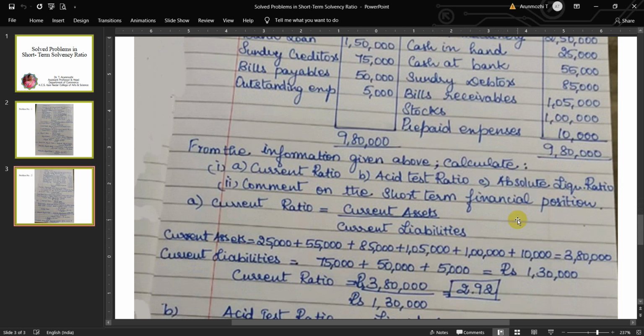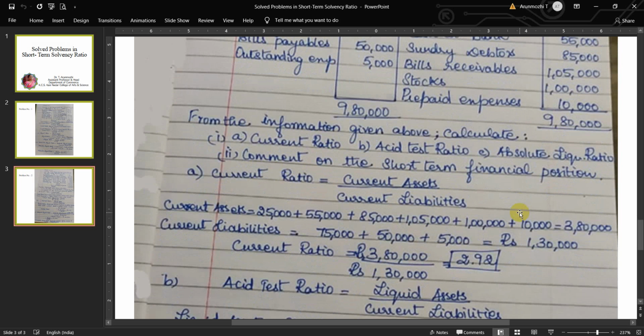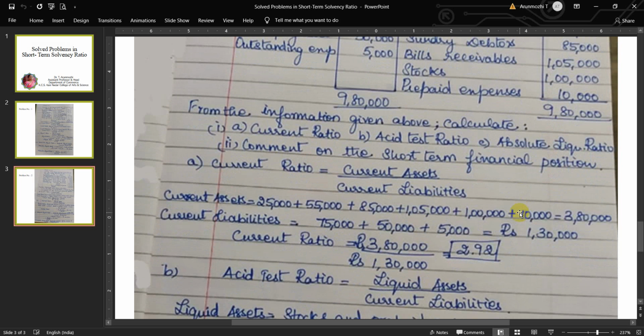What is the question now? We go to the question: calculate current ratio, acid test ratio, and absolute liquid ratio. One more question as a second part they have asked: comment on the short-term financial position. So you need to know how to comment over it. Only 3 are the short-term solvency ratios. I repeat again, it is current ratio, acid test ratio or liquid ratio, and the absolute liquid ratio.